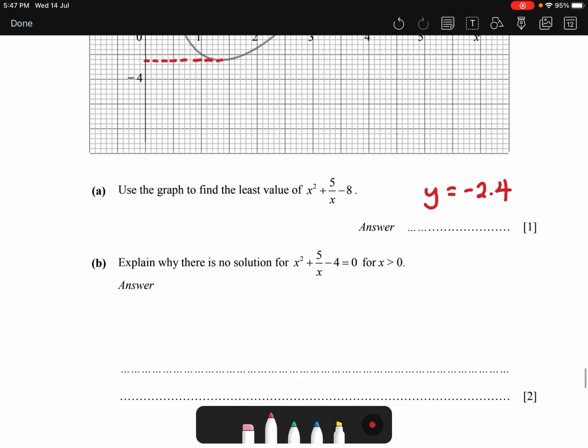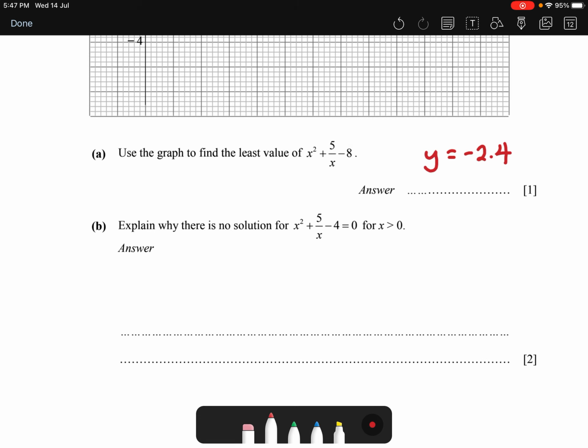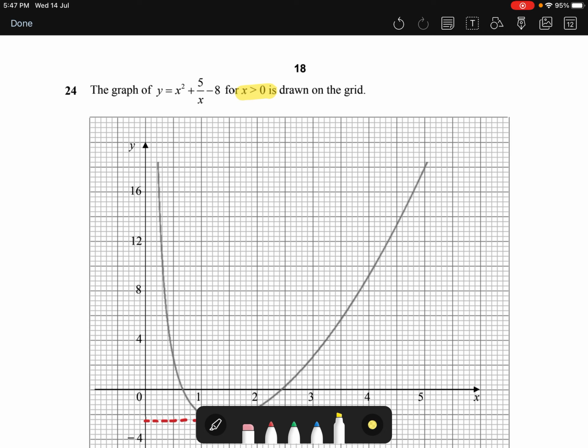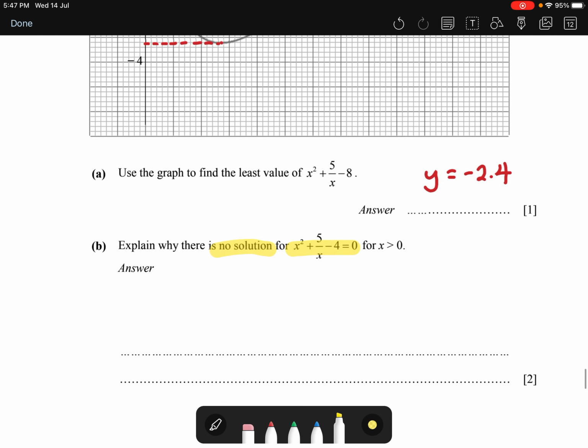Next is the question that I want to emphasize: explain why there is no solution for x squared plus 5 over x minus 4 equals 0. The graph that is given to us is x squared plus 5 over x minus 8. But in part B, we are given x squared plus 5 over x minus 4 equals 0. So that's not the graph that is given to us.